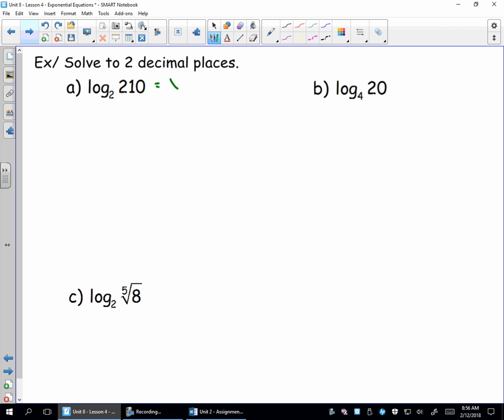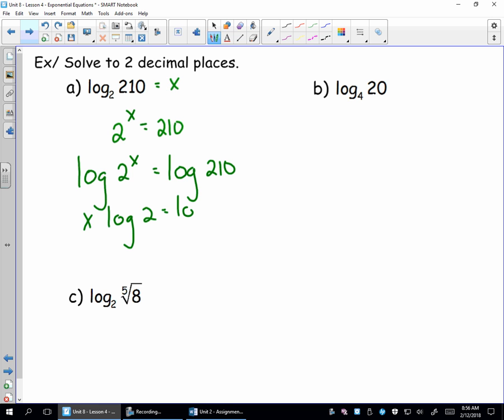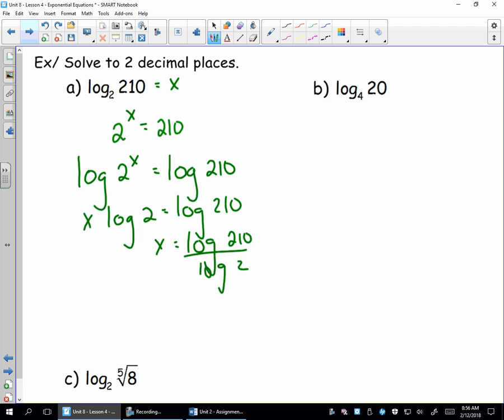So let's think of this as the question: 2 to the something makes 210. Oh, well, that's a logarithm exponential equation. If I take the log of both sides, I can now deal in common base instead of base 2. My exponent comes down. My x will be log of 210 over log 2, which is something I can put in my calculator, and I can calculate. And it turns out I was right. Between 7 and 8, it's 7.71.